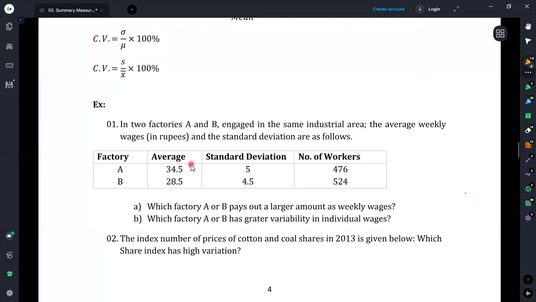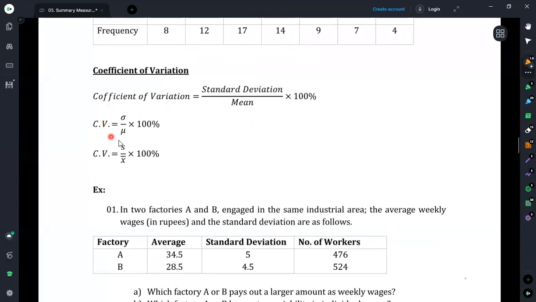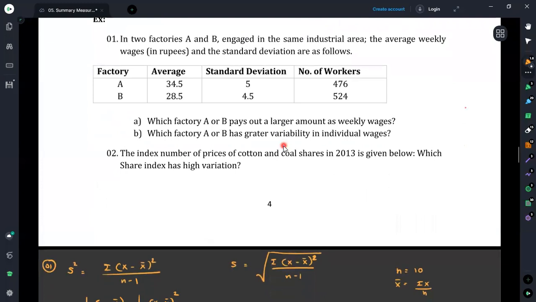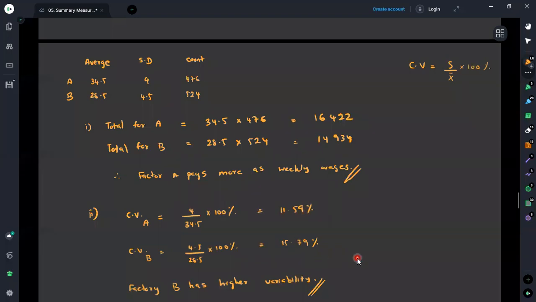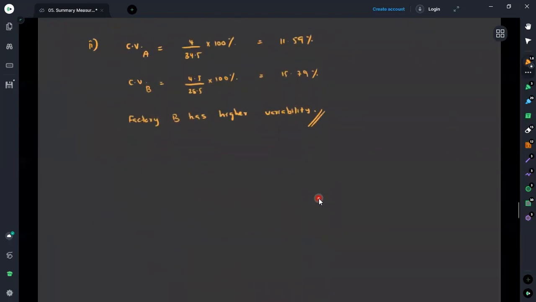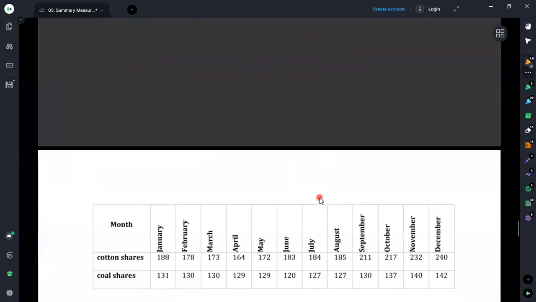But if we need to compare a set of data sets, then we cannot use the standard deviation alone. In that situation, we can use the coefficient of variation as the measure. Since it is given as a percentage value, we can compare. If the coefficient of variation has a higher value, then we can say that it has a higher variability. If the coefficient of variation has a lower value, then we can say that it has a lower variability.